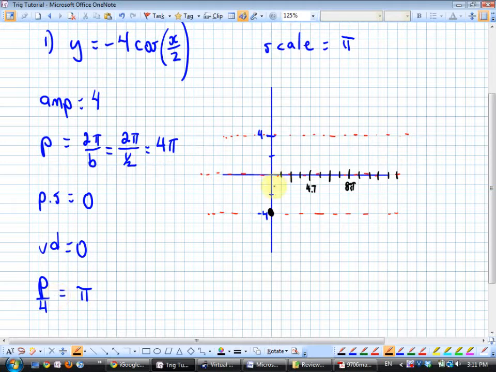In other words, bottom, middle, top, middle, bottom, middle, top, middle. I can keep going. Bottom, middle, top, middle, bottom.